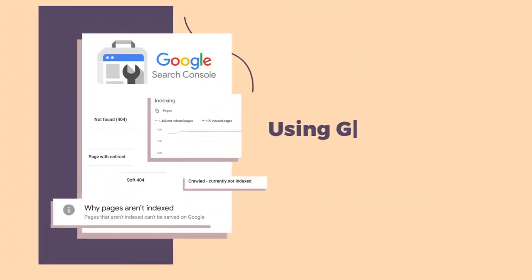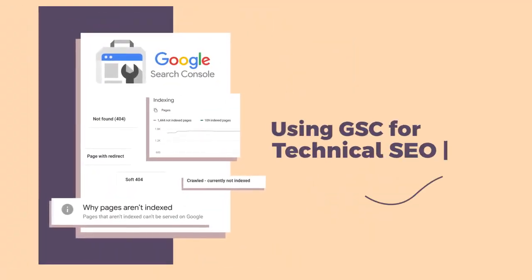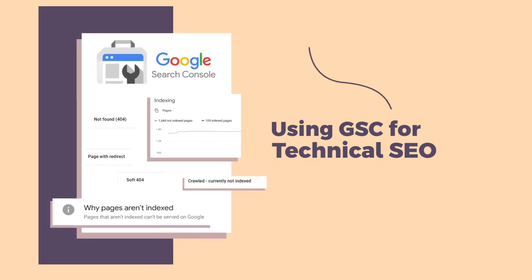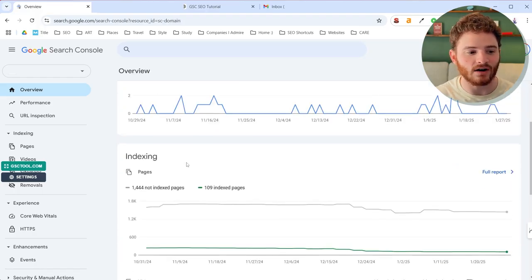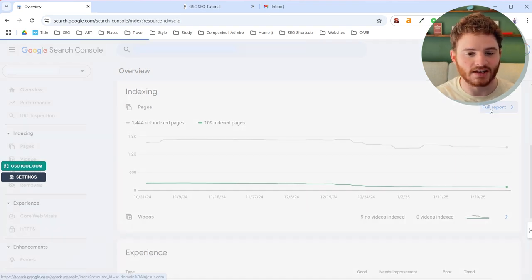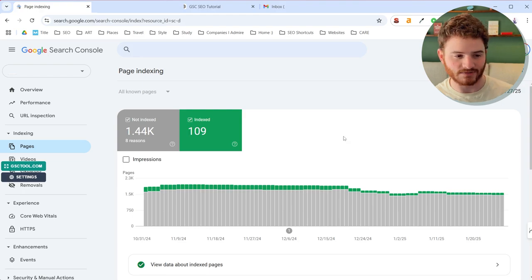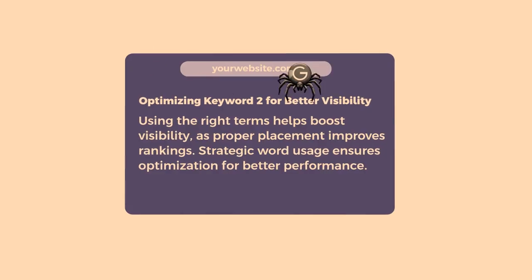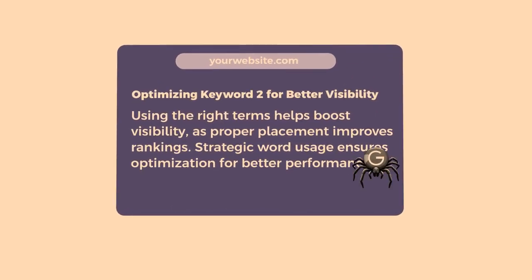So, we went through the performance report, but something that a lot of people don't know is Google Search Console is the best technical SEO tool there is. Google is telling you how they're indexing your pages within this indexing report. And it's very powerful to review this report, especially if you feel like you might have tech problems, if you have a big website. You really need to know how Google is crawling and indexing your website.